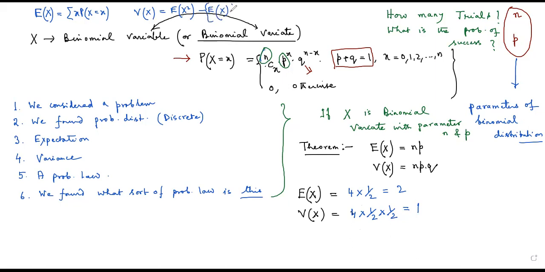This is the objective for which we actually study how the system is behaving. If we can identify the system, we can know its mean, we can know its variance, and so on.